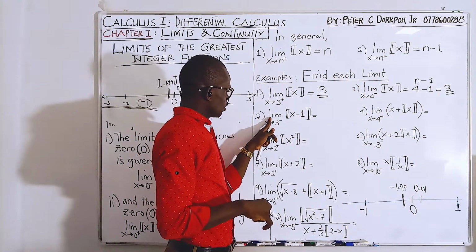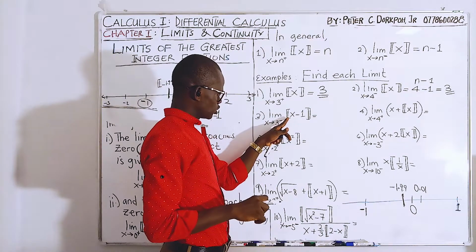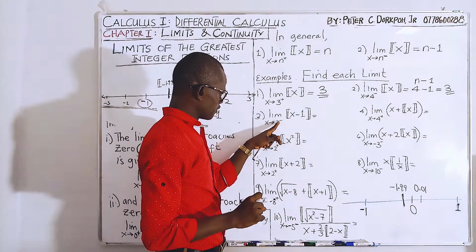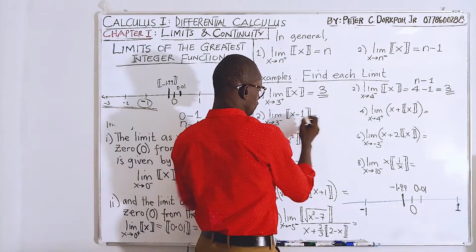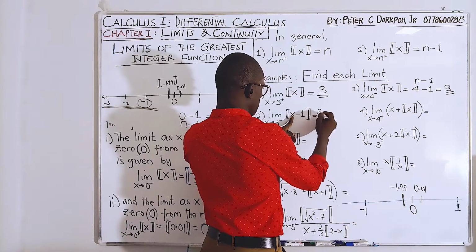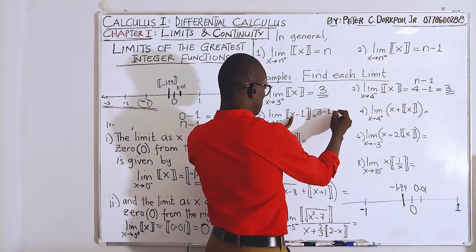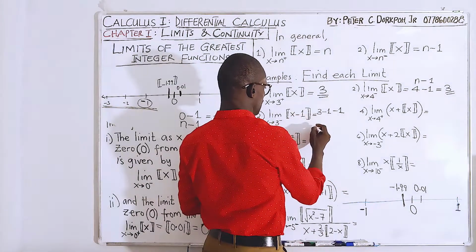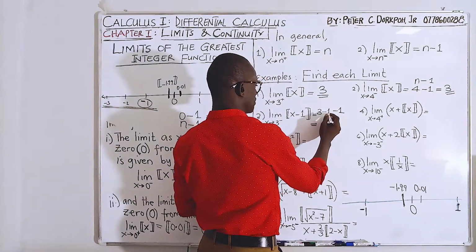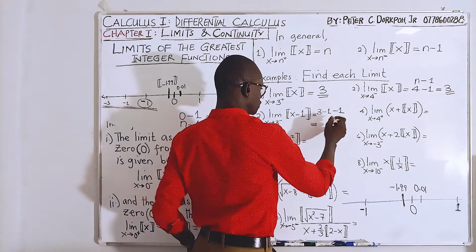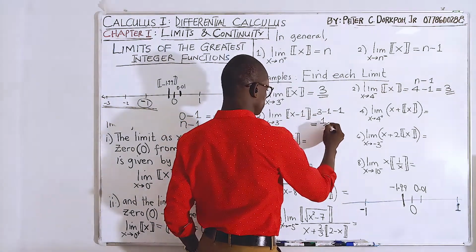Likewise, the limit of the greatest integer function of x minus 1 as x approaches 3 from the left is just equal to, wherever we see x, we put 3 minus 1 minus 1. So 3 minus 1 is positive 2, and 2 minus 1 is positive 1.